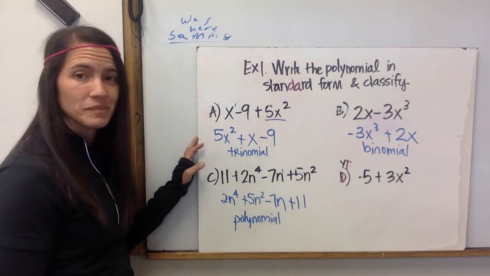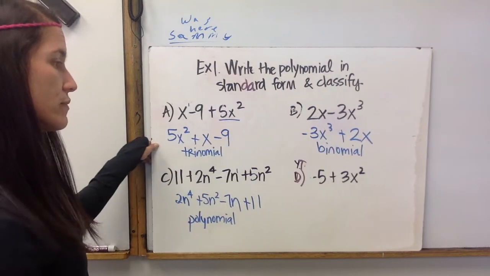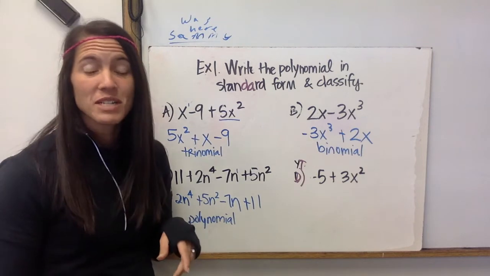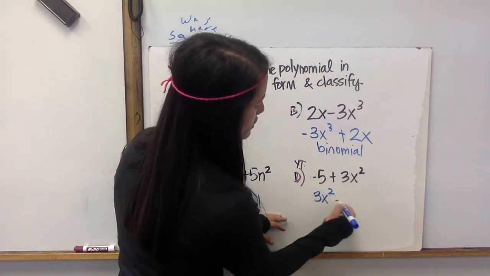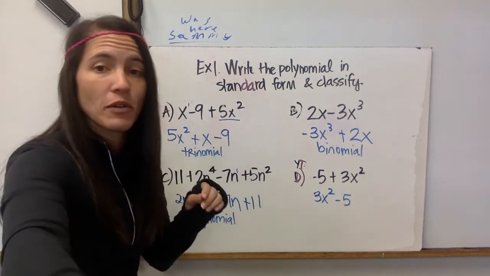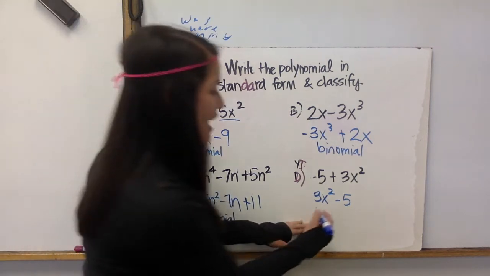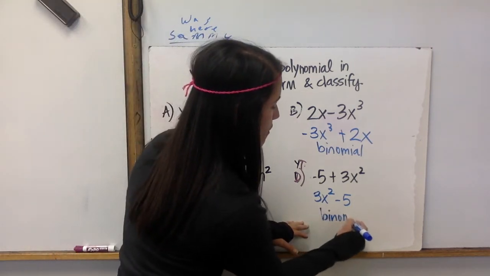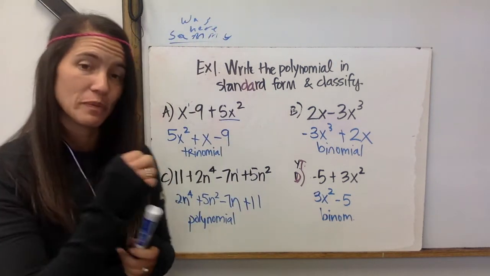All right, you try D. If you want to put D in standard form, you need to put the 3x squared first, and then minus 5, because we want to start with our largest exponents and then go decreasing from left to right. And this is a binomial because it has two terms.